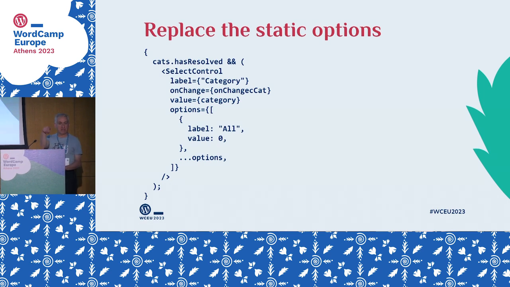And now, from the select drop-down in your inspector panel, you should be able to drop that down. You'll see your categories, and if you change them, it'll dynamically and instantly update in the editor, and if you save the post, it'll change in the front end as well. Everyone getting that?